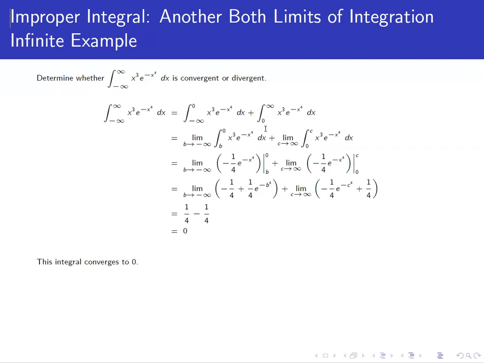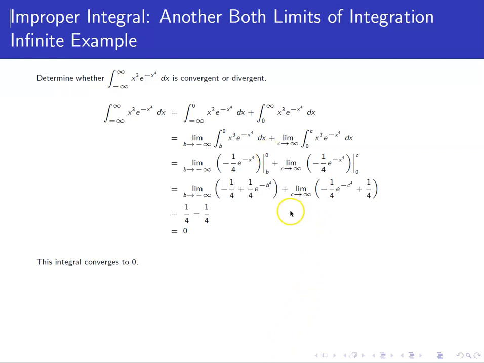We'll replace both of those infinite limits of integration with a variable, and let those variables go off to negative infinity and positive infinity respectively. Again, we want to call them different variable names because they don't have anything to do with each other. So I'll call the first one b and let b go off to negative infinity, and call the second one c and let c go off to positive infinity.